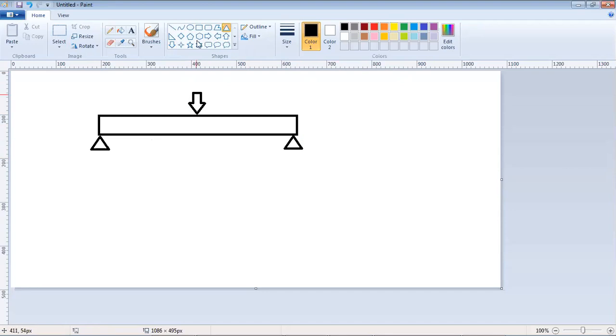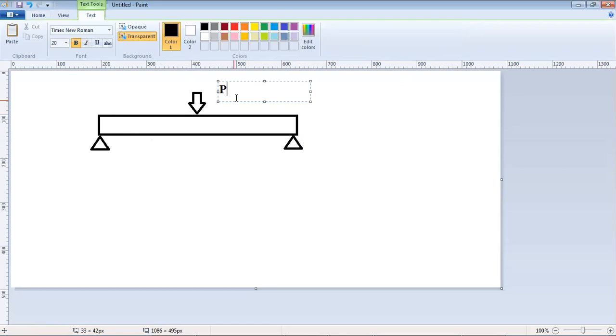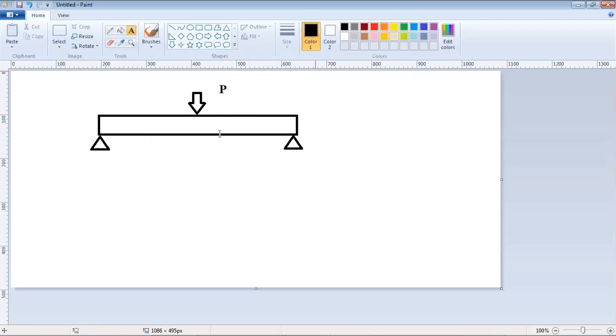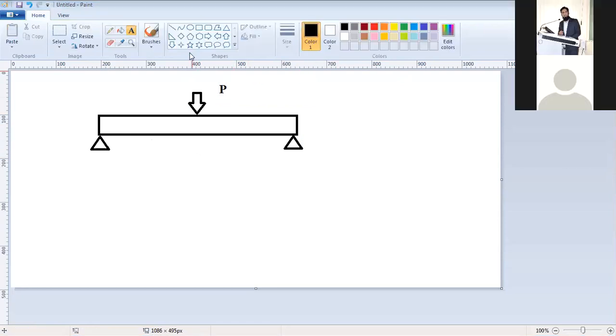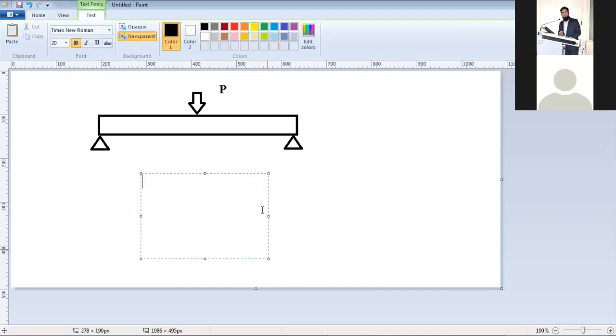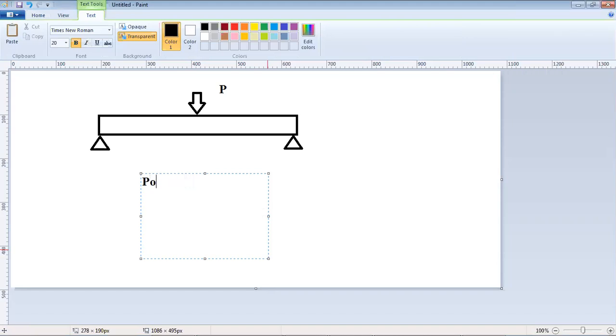In this beam, whenever a load is being applied, for example, that load is P. Now what happens to that load? That load is stored within the element itself as a strain energy. A strain energy is always a potential energy. So strain energy that we are talking about, it's a potential energy.